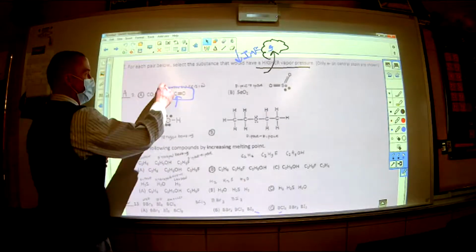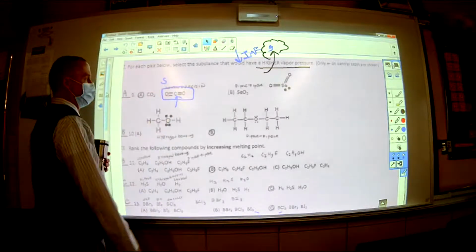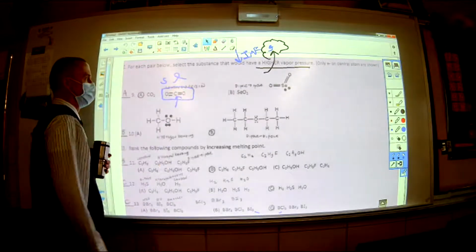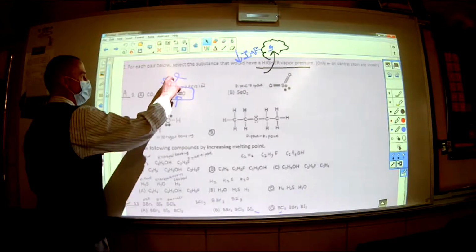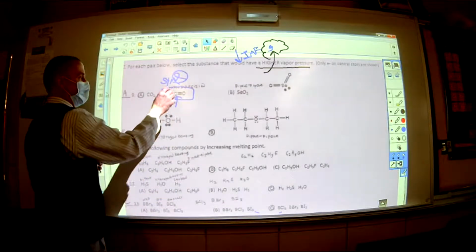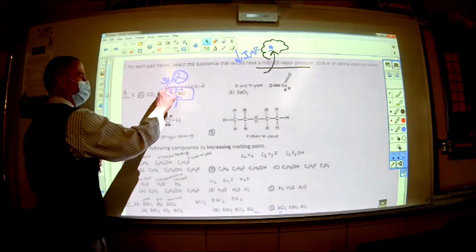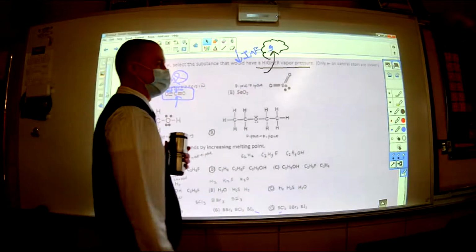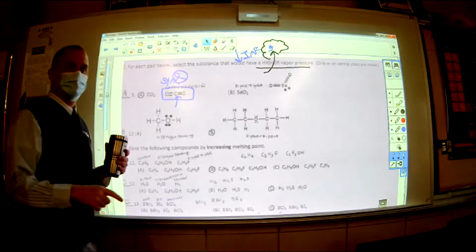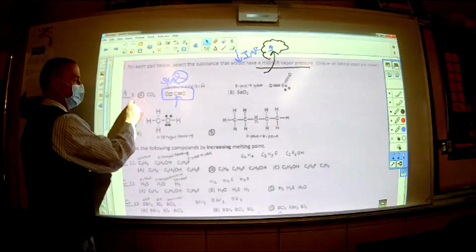This one is symmetrically shaped. This would be a linear molecule. This is symmetrical. It is linear, no lone pairs. So this oxygen's pulling, but they're pulling opposite. They're pulling equal but opposite, so they cancel. No net dipole. This one only has London.